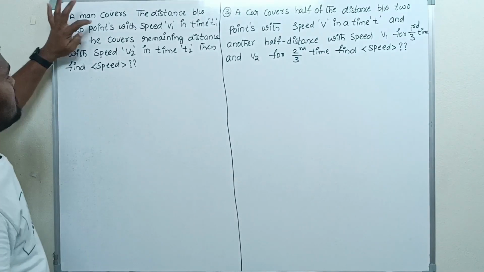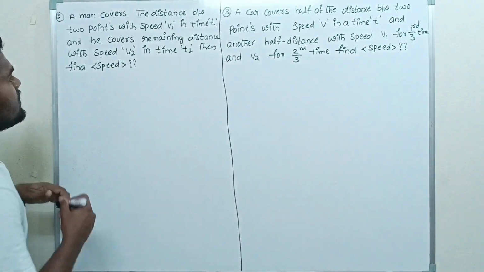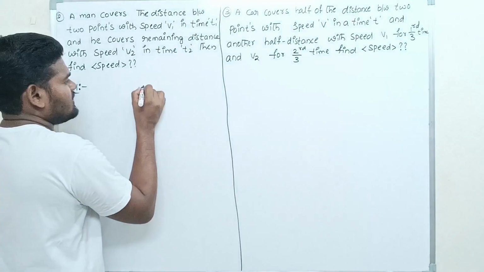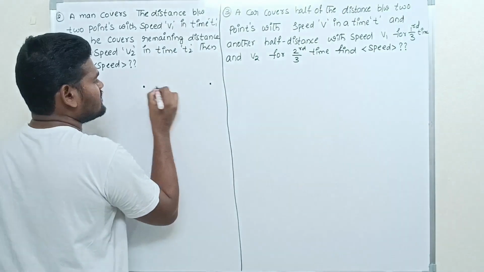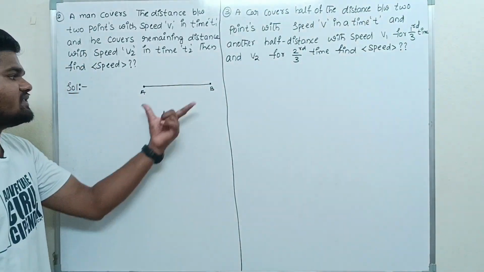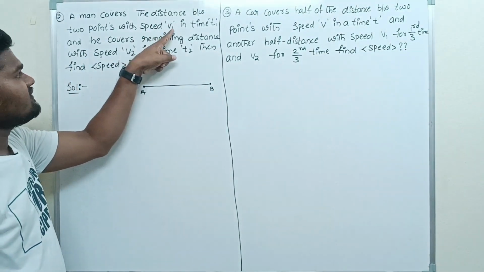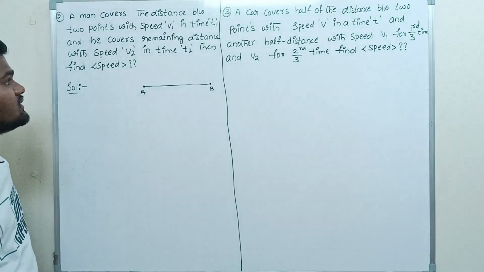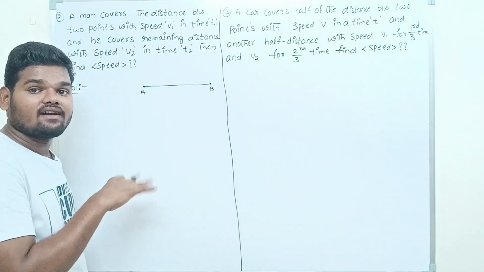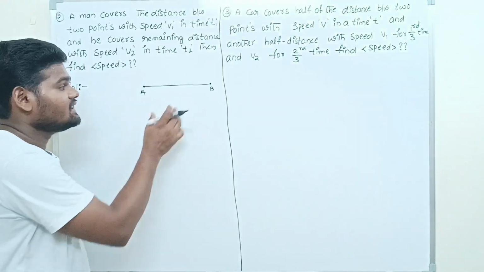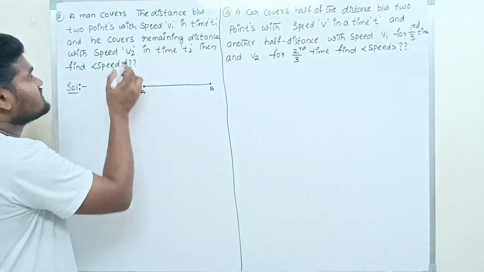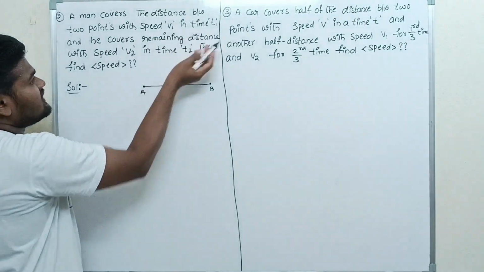Have a look. A man covers the distance between two points. The solution is, a man covers the distance between the two points. Let us say this is a point A and a point B. Distance between the two points with a speed v1 in a time t1. So here he is not saying half of the distance or double the distance. They are not giving information about distance. What are they giving? Speed and time only.